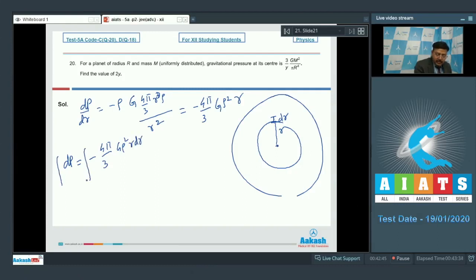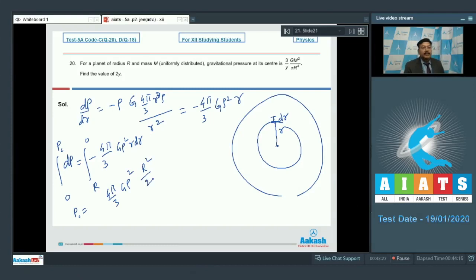Let's integrate. At the outermost point, pressure can be taken as 0. So when small r is equal to capital R, pressure is 0. And we have to find the pressure at the center, so at r equal to 0, let's say the pressure is P. So pressure at the center, PC, is equal to 4 pi by 3 G rho square into r square by 2.